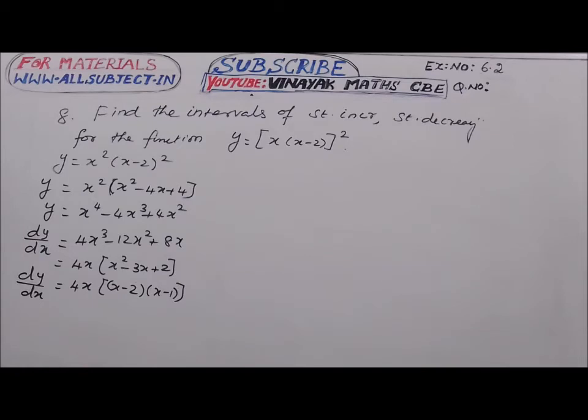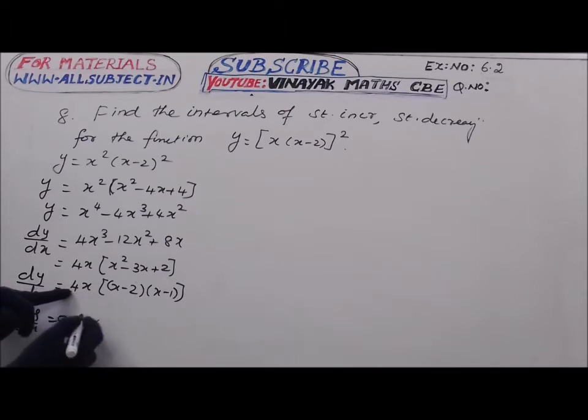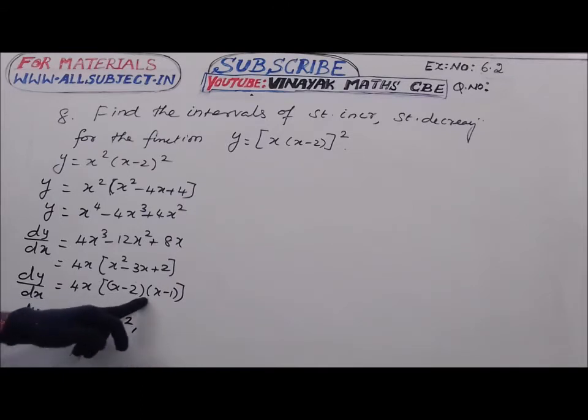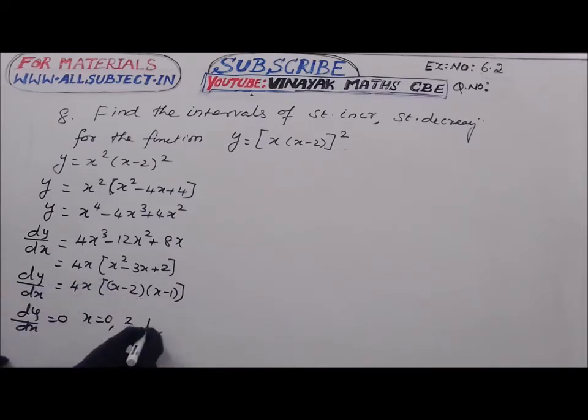We need to put dy by dx equal to 0, which implies x is equal to 0, and x minus 2 equal to 0 means x is equal to 2, and x minus 1 equal to 0 means x is equal to 1. So we have the values of x as 0, 1, 2 when dy by dx is equal to 0.